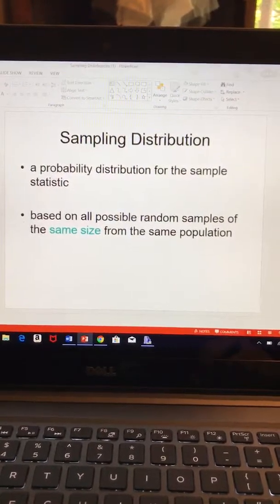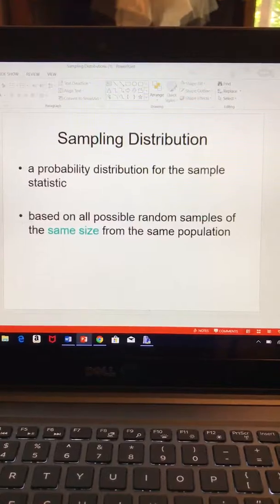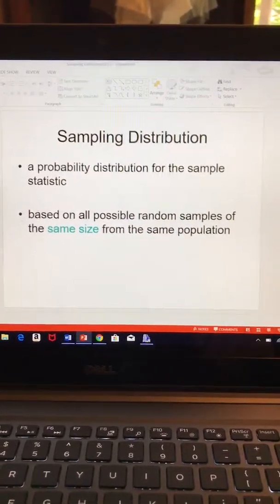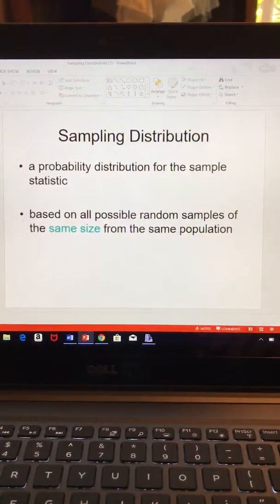So what we're going to talk about this week is a sampling distribution, which is a probability distribution for the sample statistics. It's based on all possible random samples of the same size from the same population.